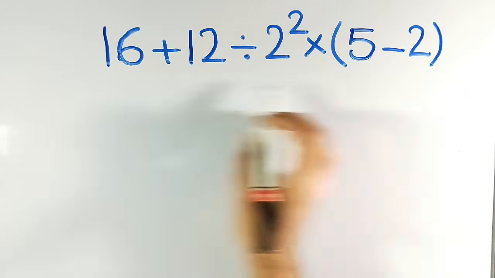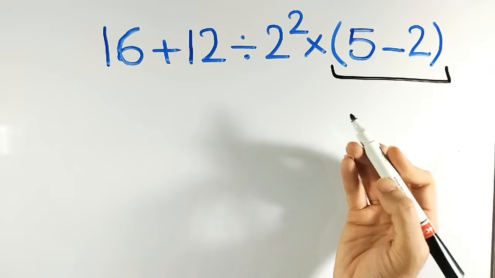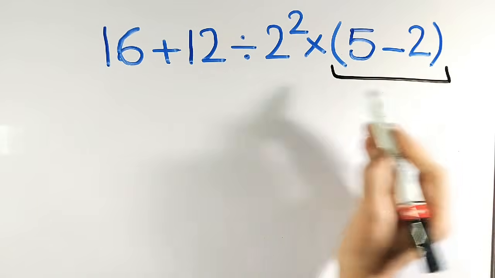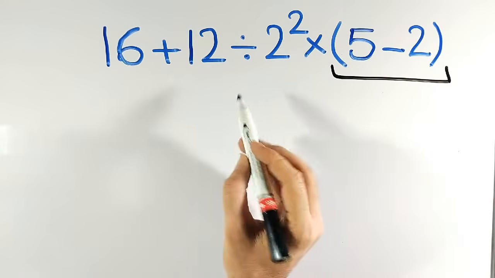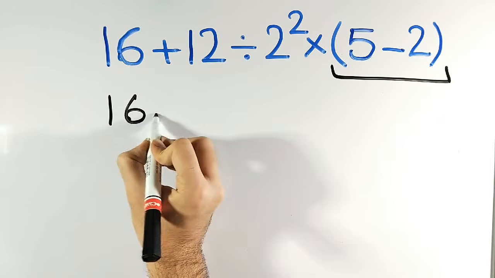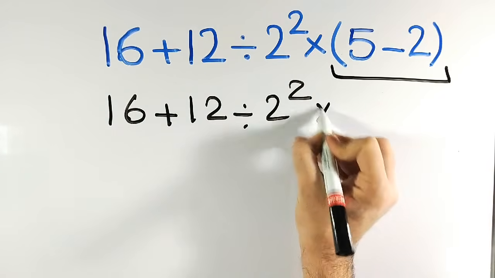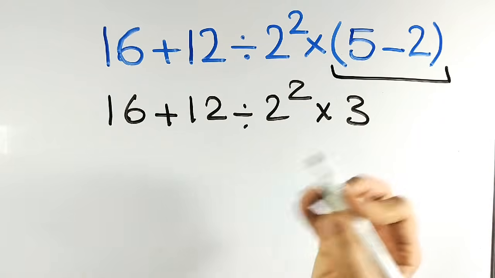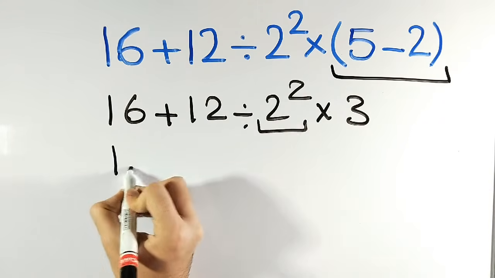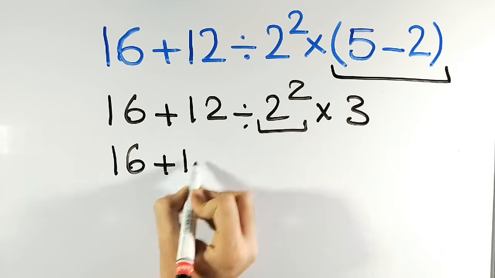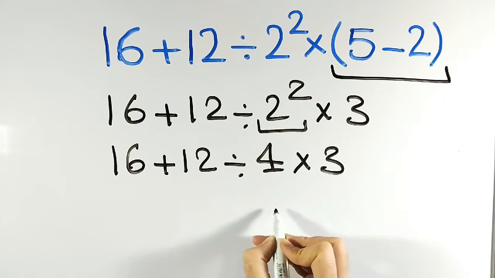Also, some other people, when solving this question, first go for the expression inside the parentheses because they believe parentheses have a higher priority than the other operations. So, instead of this expression, they write 16 plus 12 divided by 2 squared multiplied by 3. And the next step, they go for the exponent. And instead of this expression, they write 16 plus 12 divided by 4 multiplied by 3.